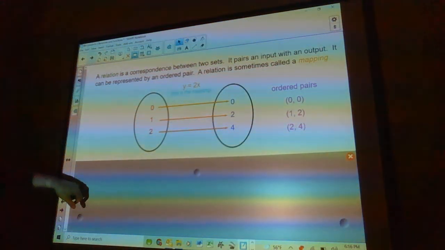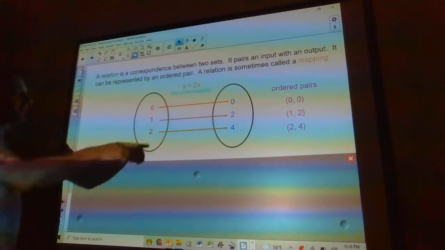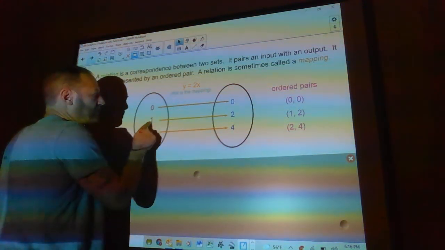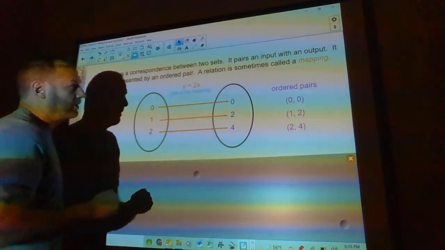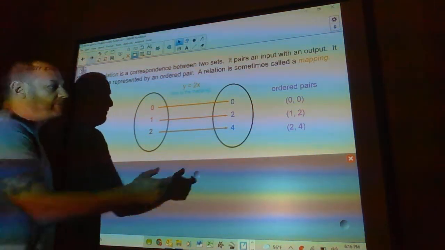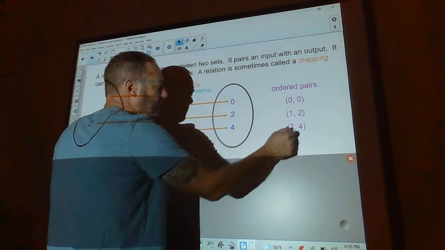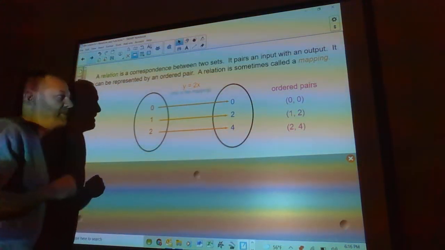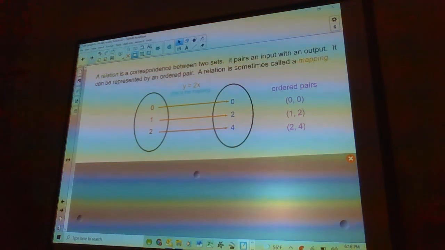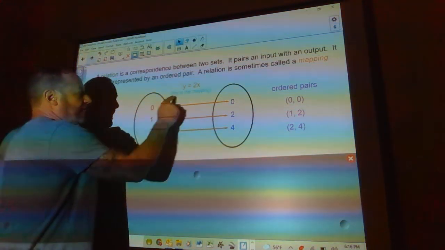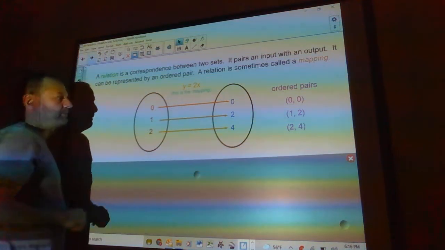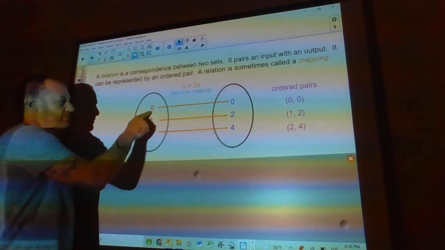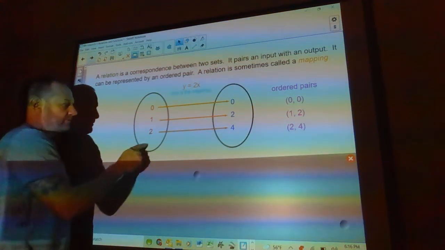Here we have a set. We have our inputs over here, and our outputs over here. 0 is mapped to 0, 1 is mapped to 2, 2 is mapped to 4. So we have these ordered pairs: (0, 0), (1, 2), and (2, 4). The equation that maps, or the mapping, is what takes your x to your y. In this case, this would be y equals 2x. 2 times 0 is 0, 2 times 1 is 2, 2 times 2 is 4.